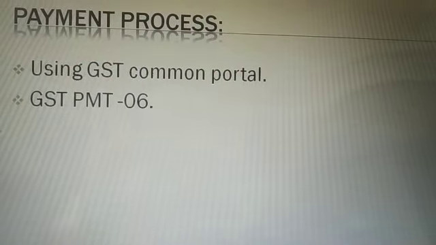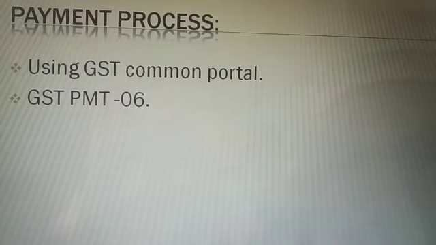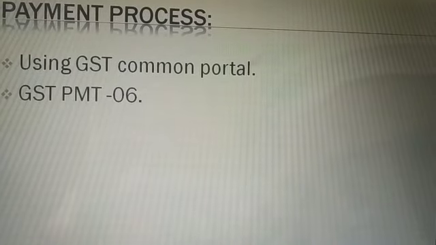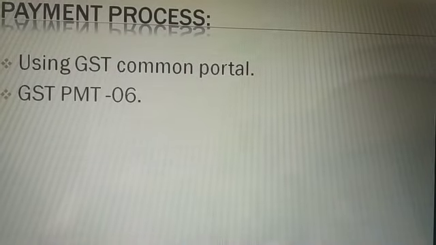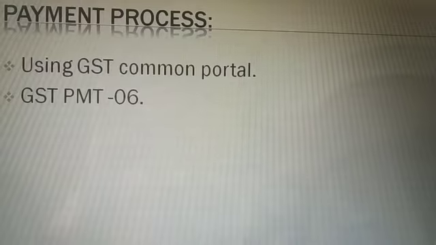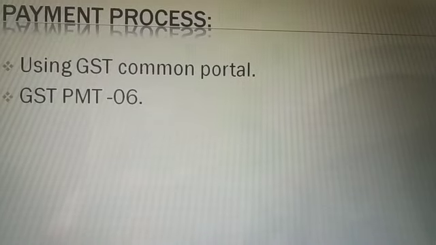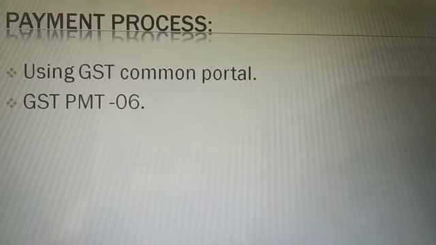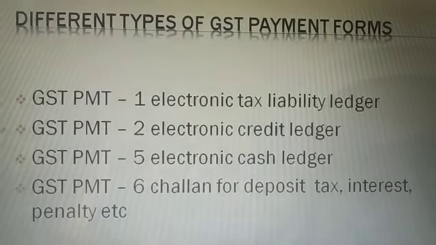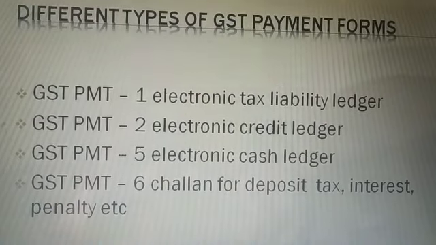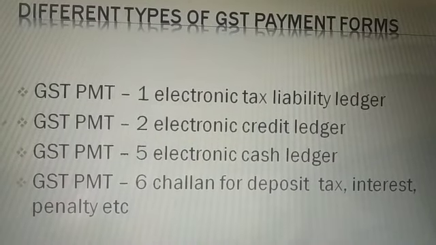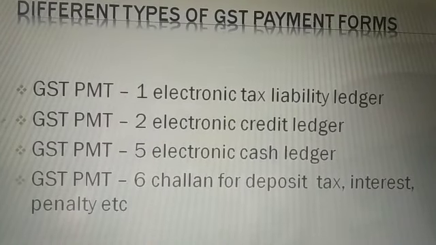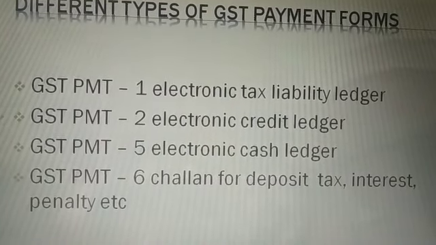Next, the payment process. Using the GST common portal we can generate the GST PMT 06 form. It is available in the common portal. By generating that we can make the GST payment. Different types of GST payment forms are available in the GST common portal, that is 7 forms, from GST PMT 1 to GST PMT 7.